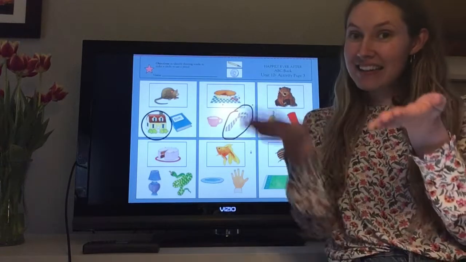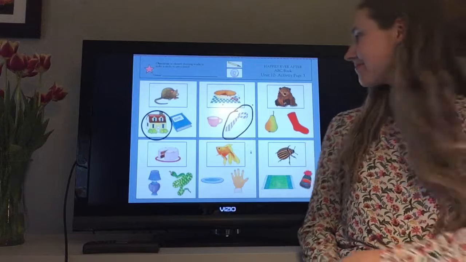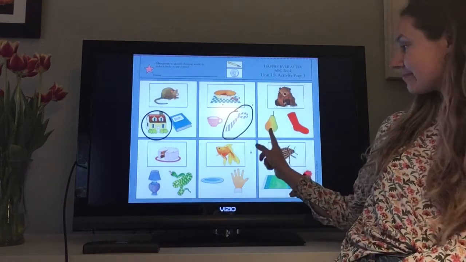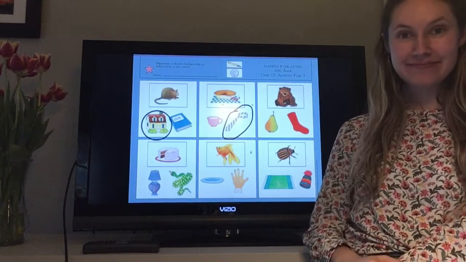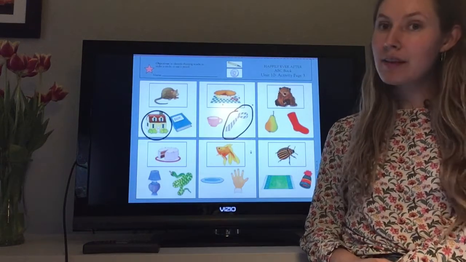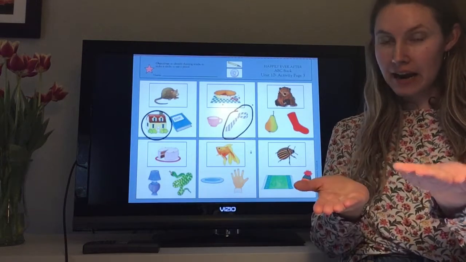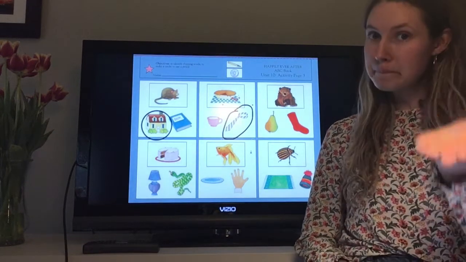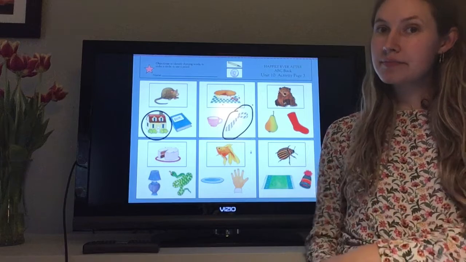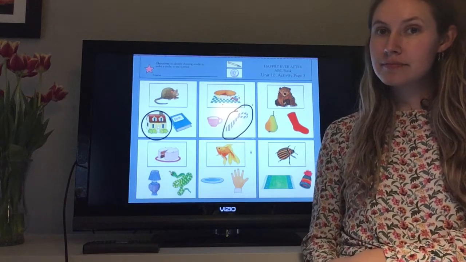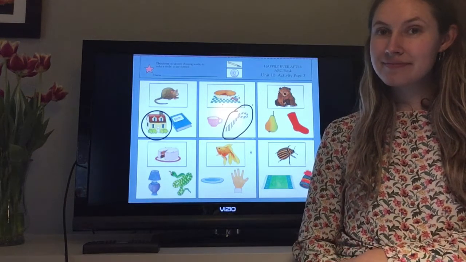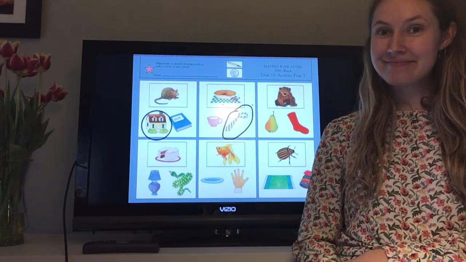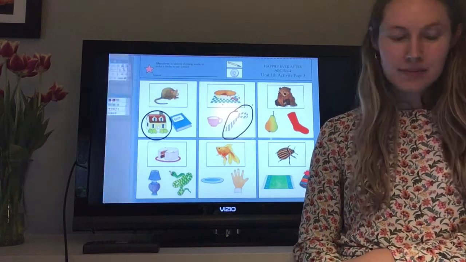Pie, tie. Now look at the box with the bear in it. Below the bear, you see a pear and a sock. Say bear and pear with me. Bear, pear. Now say bear and sock with me. Bear, sock. Which word rhymes with bear? Pear or sock? Circle the picture of the word that rhymes with bear.